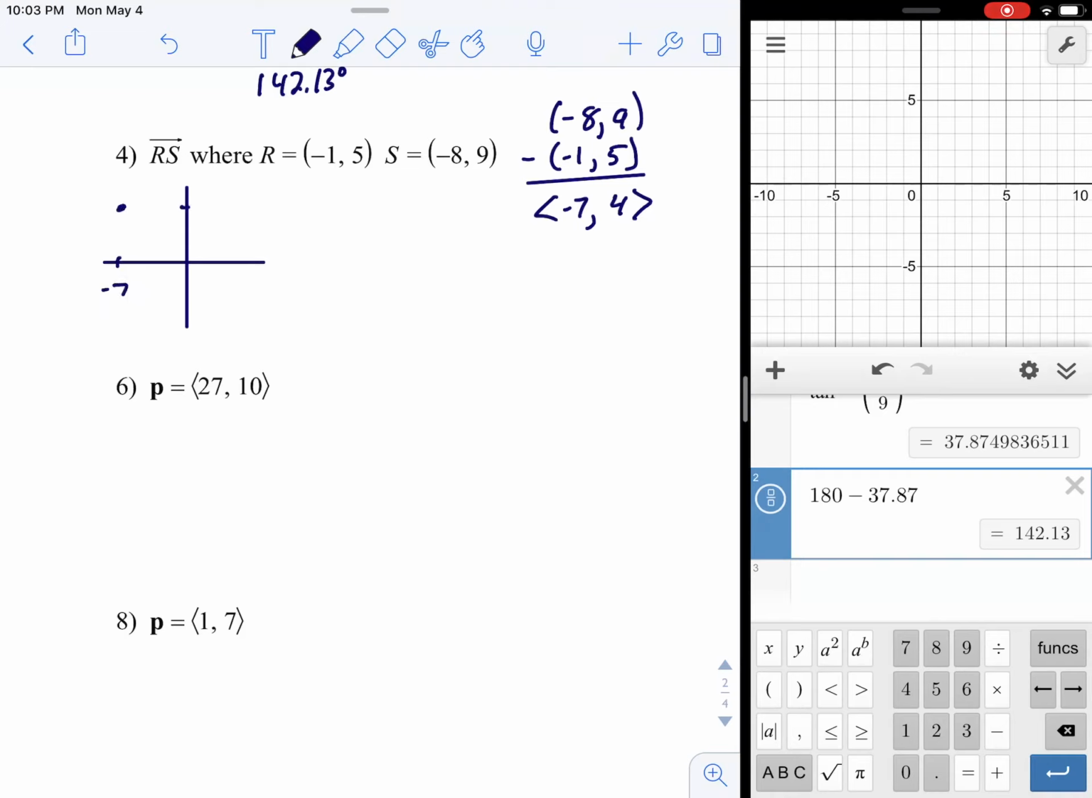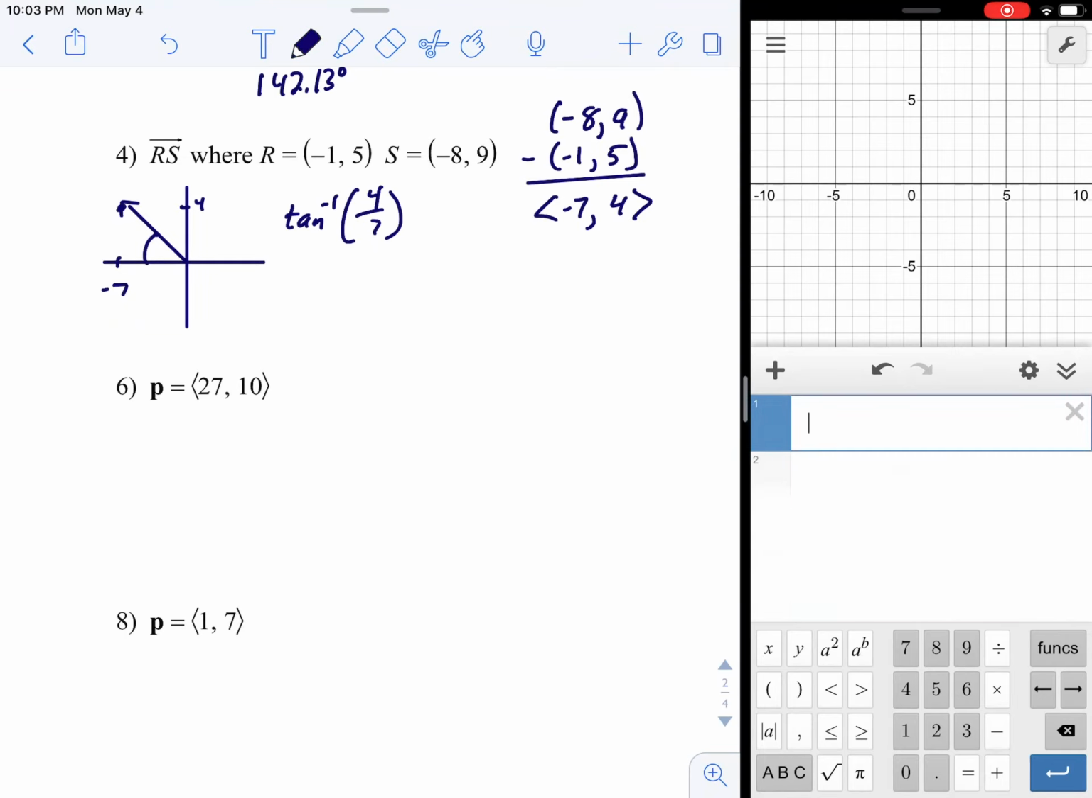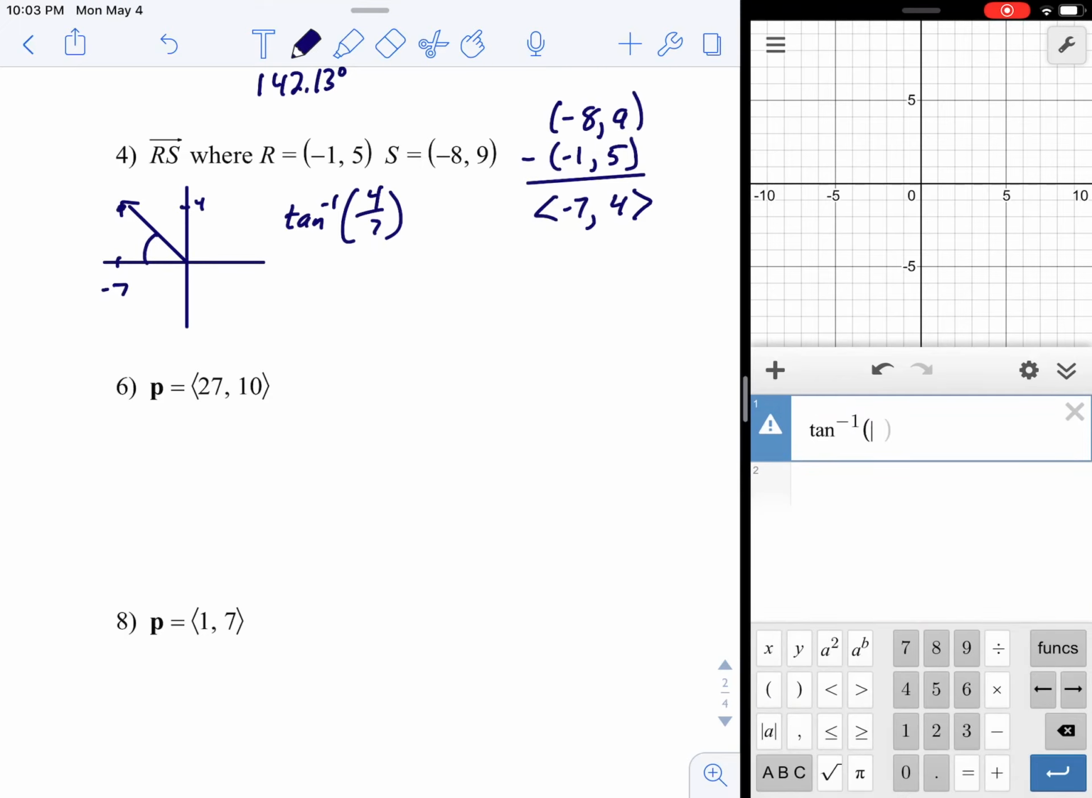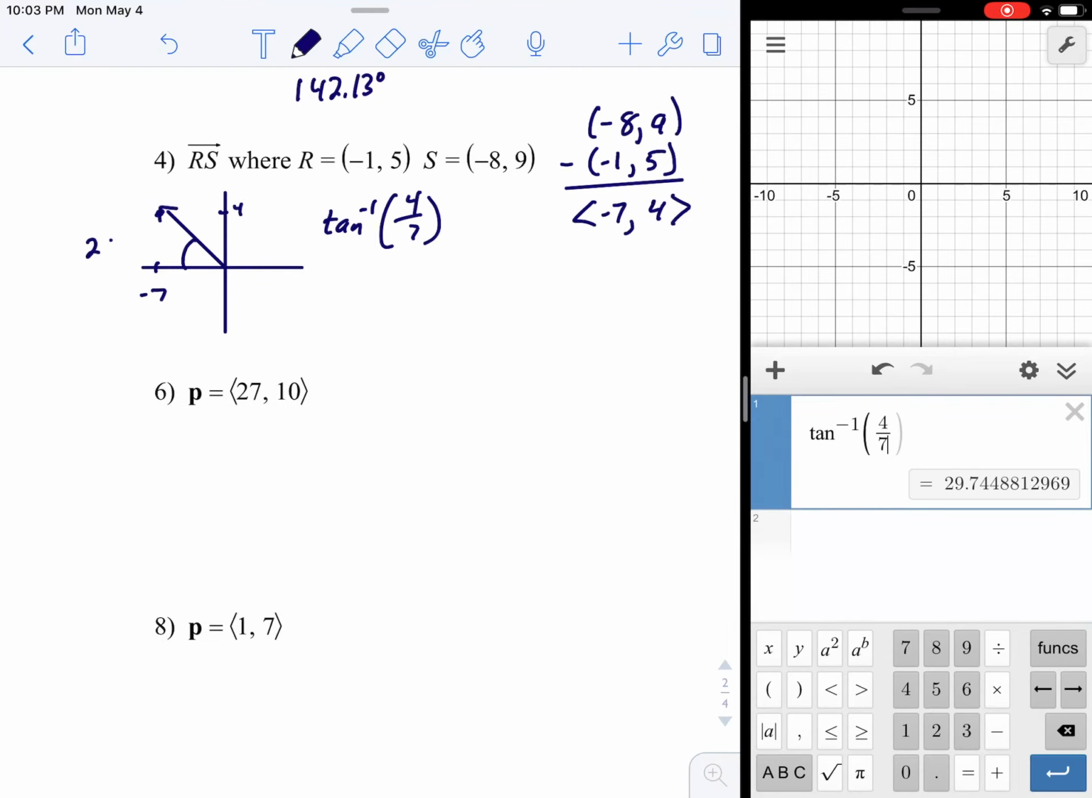So it's a lot like the last problem. It's going to be in this quadrant. Now the first thing we're going to do is find this angle, the inverse tangent of 4 over -7. Okay, what did I do? We're just going to use positives. So inverse tangent of 4 over 7. So this angle over here is 29.74 degrees.